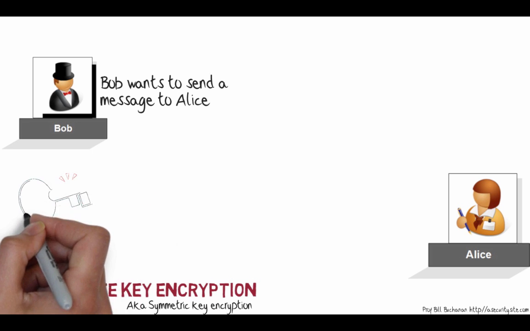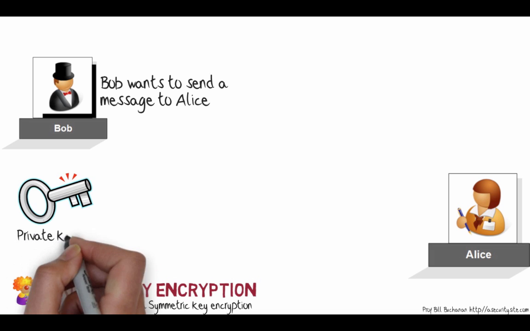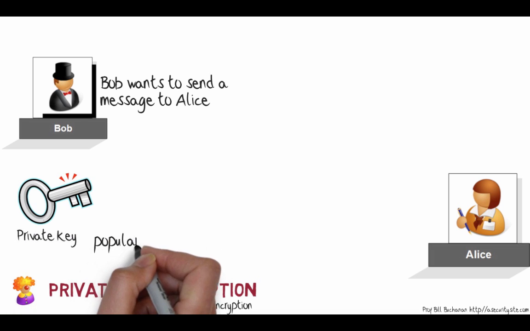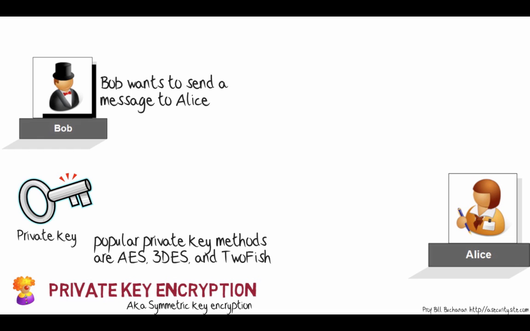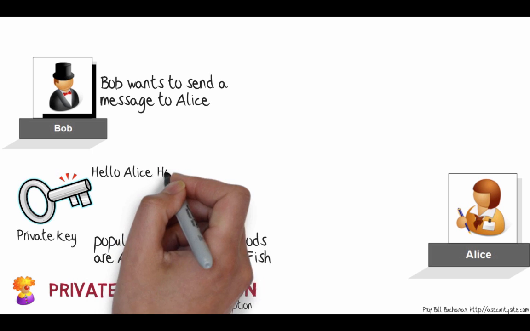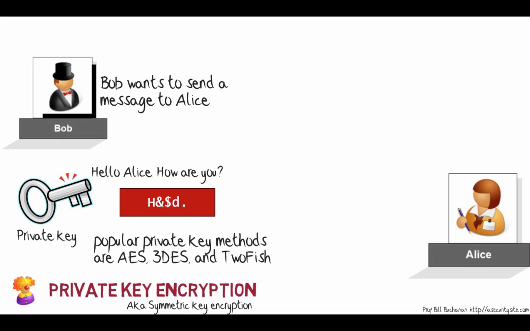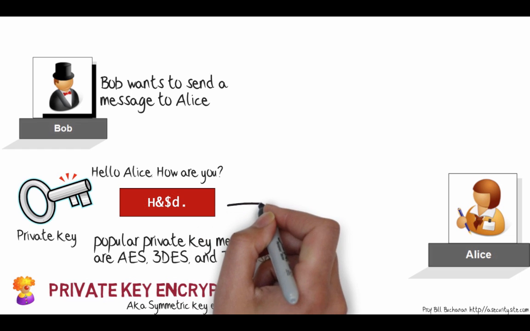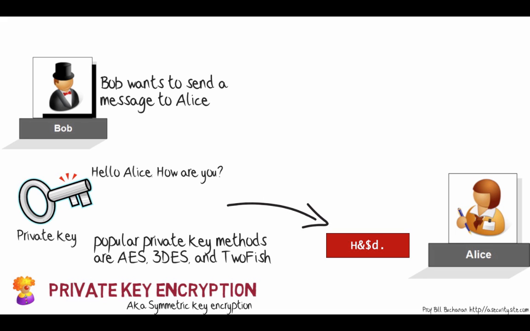So what he does is he draws his key. He brings up a key, and this is his private key. He might use a standard method such as AES, 3DES, Twofish, and so on. So what he must do now is take his message, "Hello Alice, how are you?", and convert that into some ciphertext. Then he's going to send that over to Alice. Okay, thank you. Alice says she's received it.